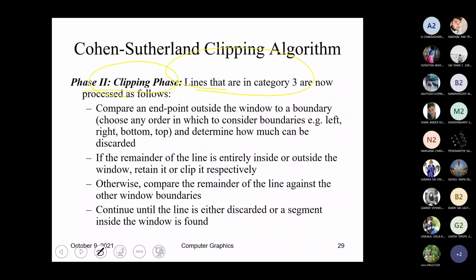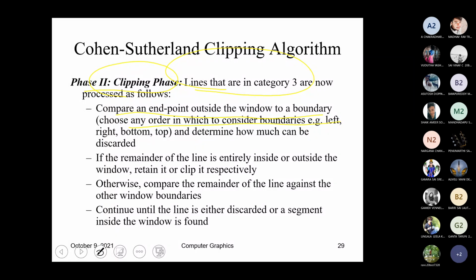What should you do? You have to compare the endpoint outside the window to the boundary. Then you choose any order in which to consider boundaries: left, right, bottom, top, and verify how much can be discarded. If the remainder of the line is entirely inside or outside the window, then you retain it or clip it respectively. Otherwise, we compare the remainder of the line against other window boundaries. You continue until the line is either discarded or a segment inside the window is found.